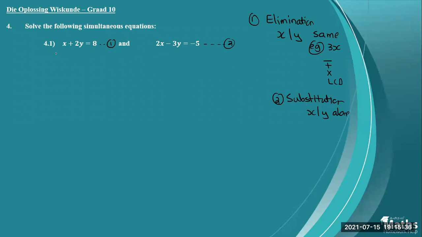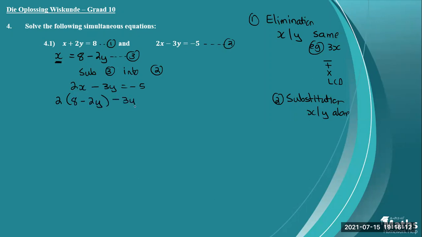So for this one, I'm going to get my x alone. Then I give it a new number, number 3. And now it's easy to sub equation 3 on my left side into equation 2, which is on my right side. So everywhere where I see an x now, I'm going to sub it with 8 minus 2y. Sometimes, especially in grade 11, they like making it more complicated, where they actually will give you like an x square, then you must FOIL it.